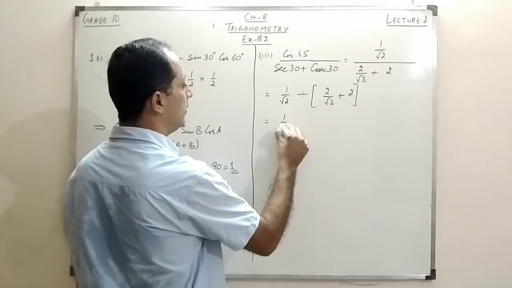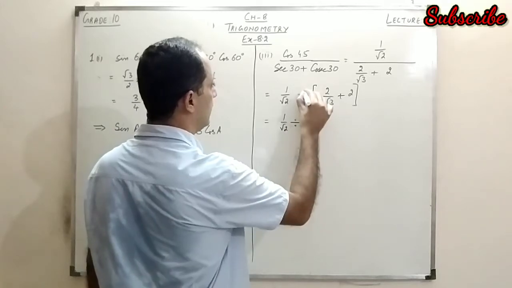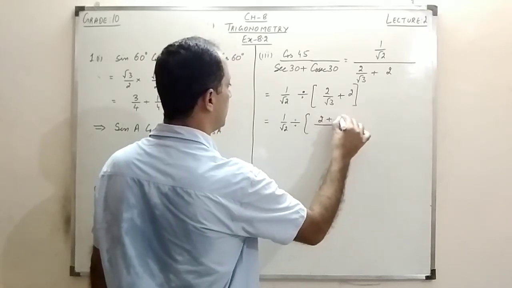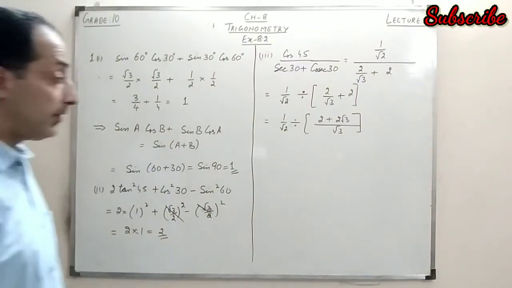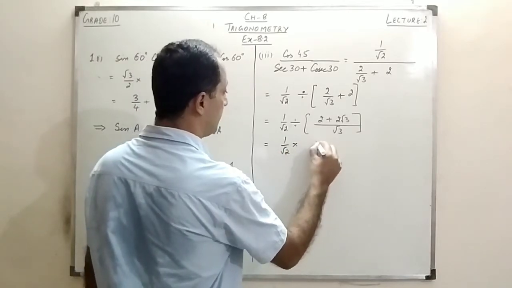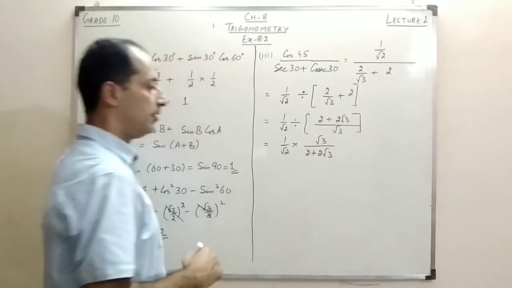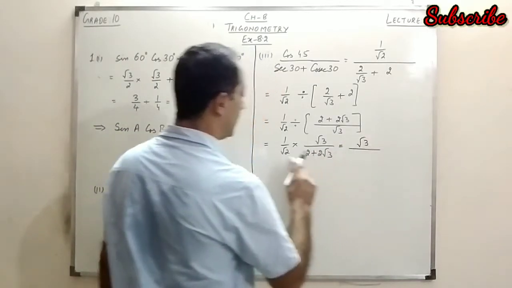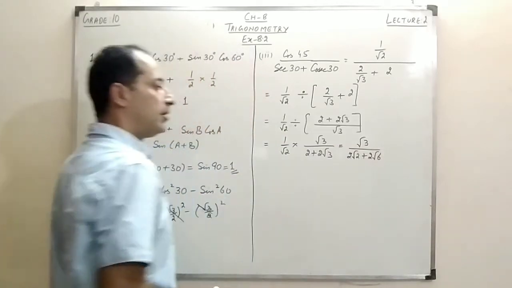Now we apply the rule BODMAS: simplify the bracket first. So the LCM is root 3, so this is 2 plus 2 root 3, something like this. Now what is the next thing? When we simplify, this divide becomes multiply, and we take the reciprocal of the term coming just next to it. So this is 2 plus 2 root 3, right? Now when we multiply, this is square root of 3 upon 2 root 2 plus 2 root 6.